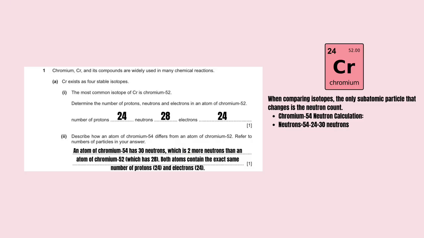For part 2, we need to explain how chromium-54 differs from chromium-52. Isotopes of the same element always share the exact same number of protons and electrons, but differ in their mass because of their neutron count. Subtracting the atomic number from the new mass number, 54 minus 24, gives us 30 neutrons. Therefore, an atom of chromium-54 has exactly 2 more neutrons than an atom of chromium-52.